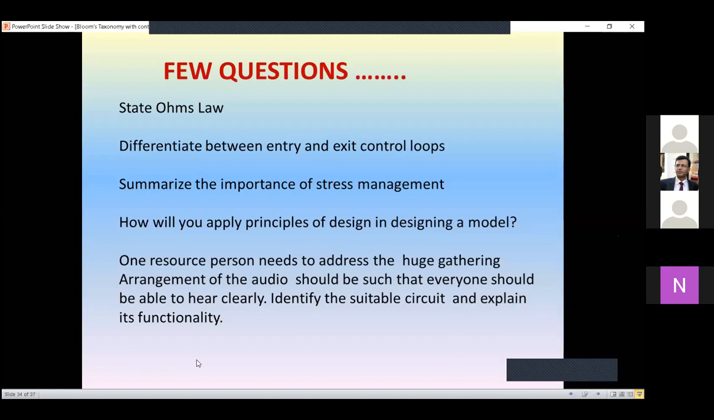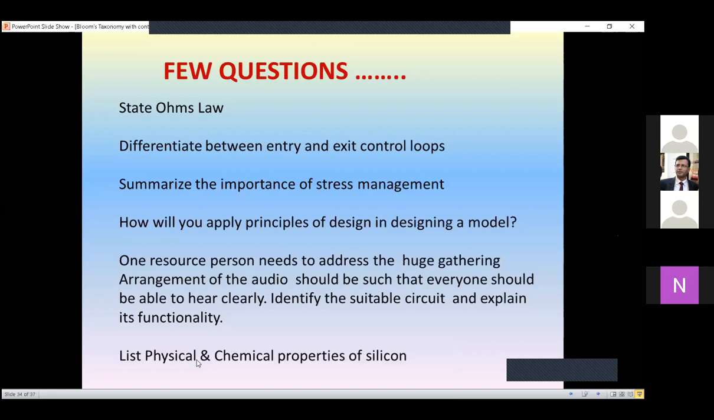He also has to explain its functionality. Evaluate, no ma'am, because you have said identify the suitable circuit and the functionality. So he also has to evaluate, right? But at the beginning he has to analyze also. Yeah, analyze and then evaluate also, and then evaluation. Absolutely, ma'am.